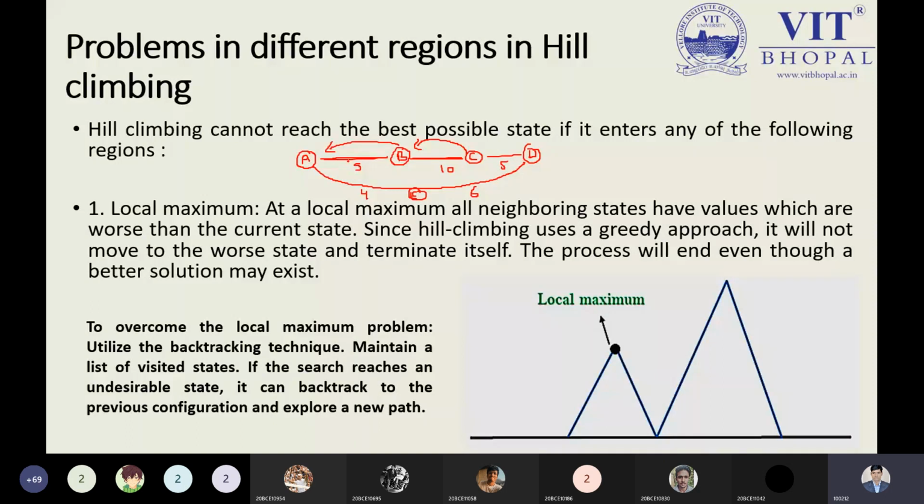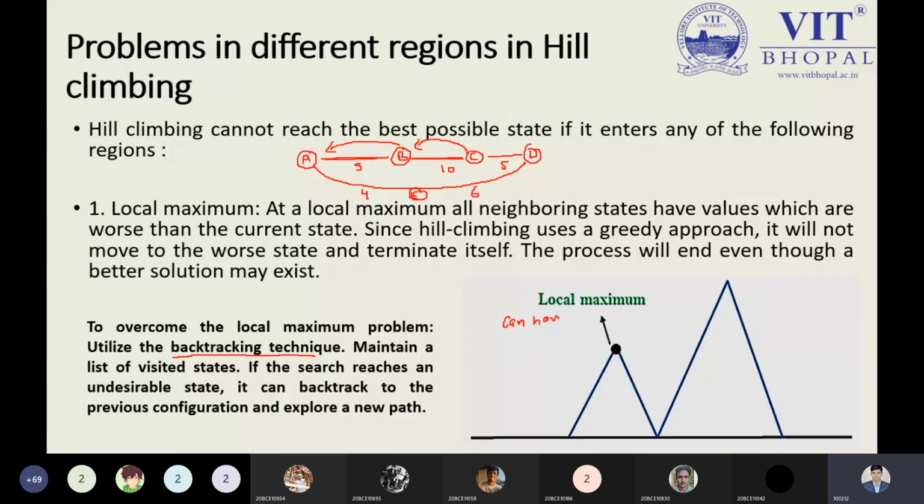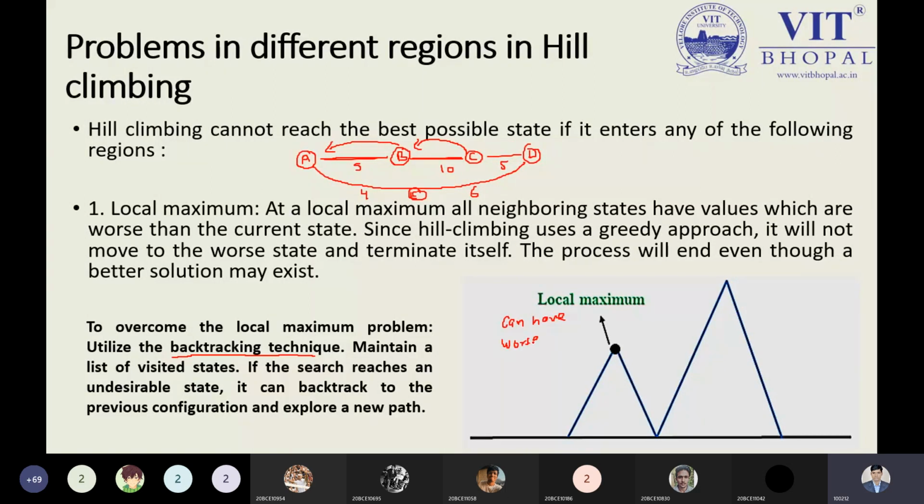So at a local minimum or local maximum, I can have this problem. The one best solution is backtracking. The point can have the worst state, and that is the current state. So this backtracking is also possible. A local maximum can have a worst state. If I choose this path, no issue, I can get there, but the problem is that it will take much time.